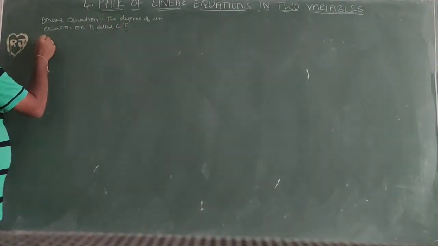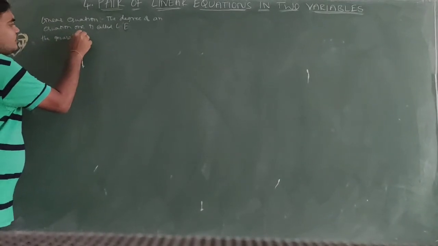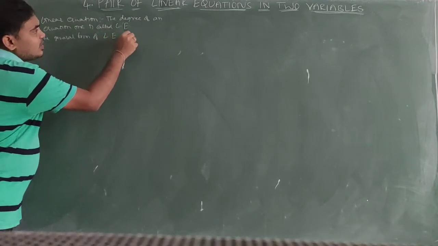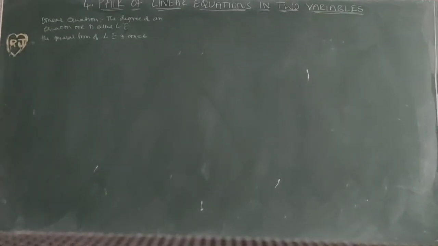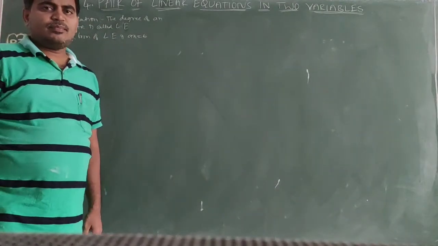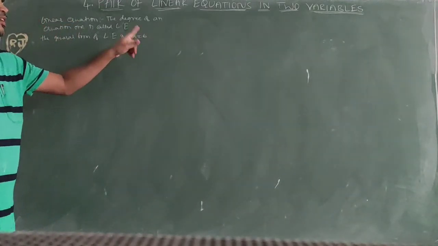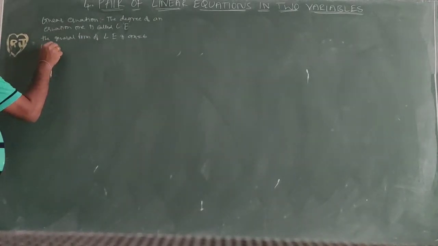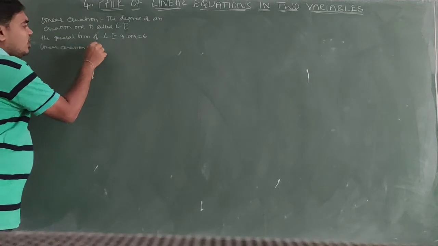So the general form of a linear equation is ax equal to b, or ax plus b equal to 0. This is a linear equation in a single variable. The variable is x, and the others are constants. Next, linear equation in two variables.